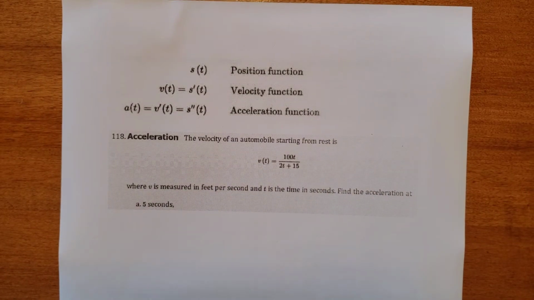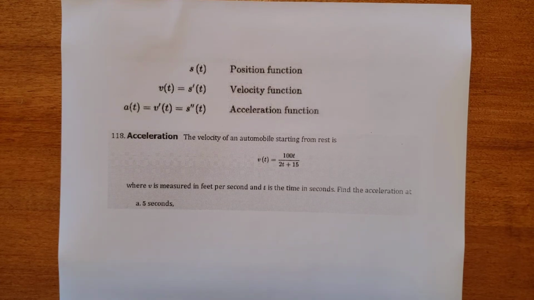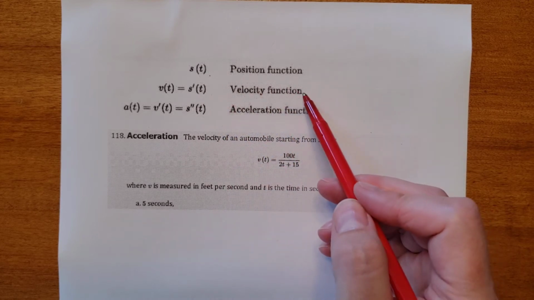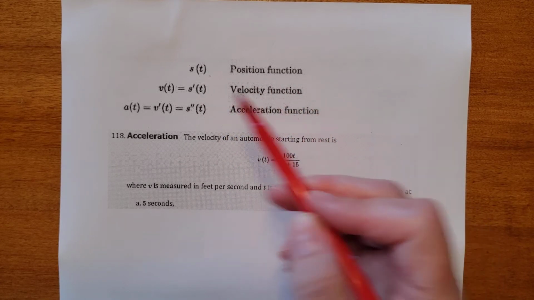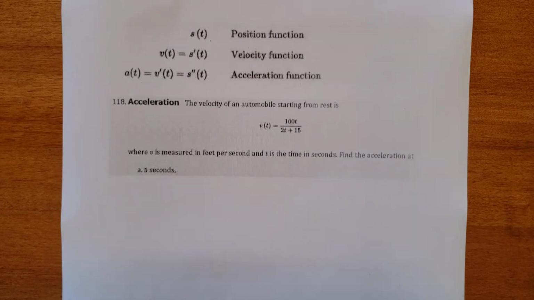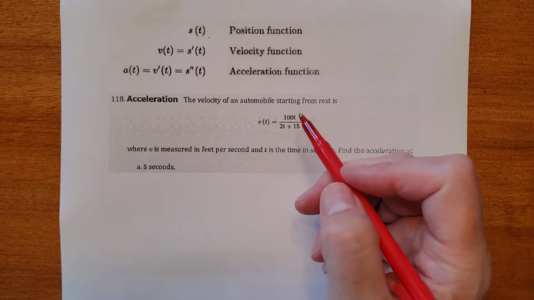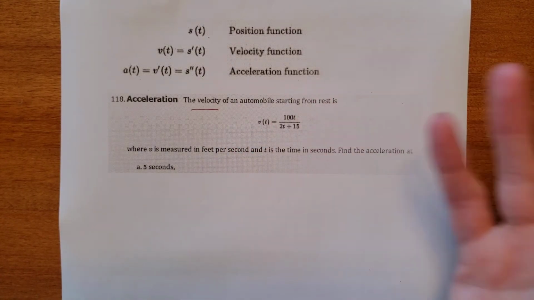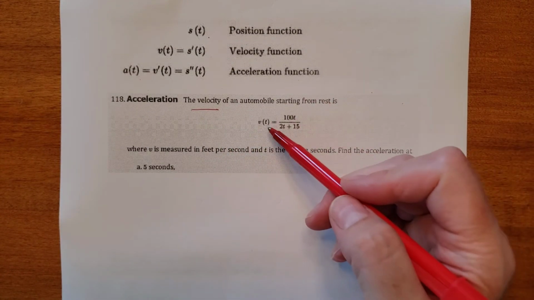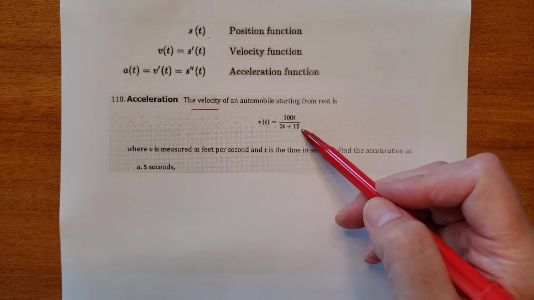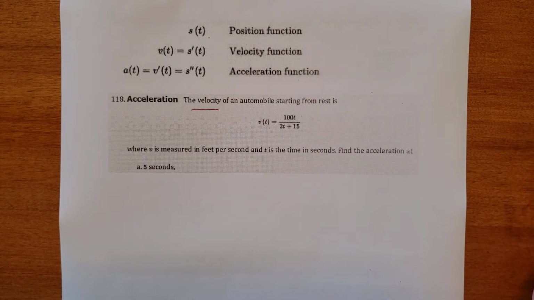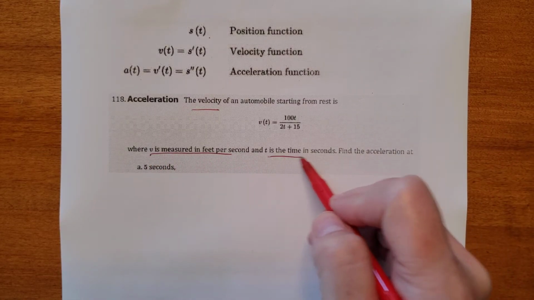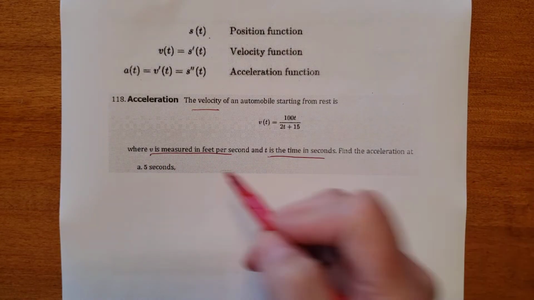All right, so in our last lesson, which was lesson 11, we talked about the position function s of t. And if you take the first derivative of it, it gives you velocity. If you take the second derivative of it, you get acceleration. So doing a higher order derivative here, they've already taken the derivative of it, and now we have the velocity. So from s of t, they've taken the derivative, and v of t is 100t over 2t plus 15.